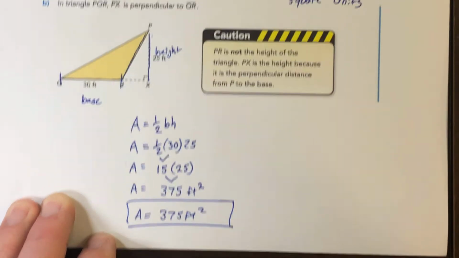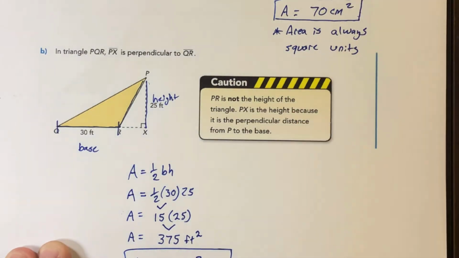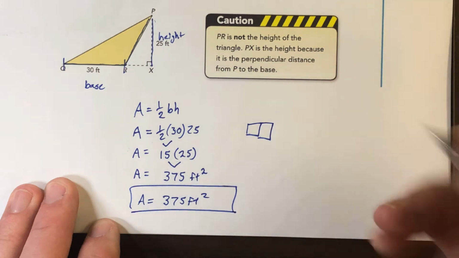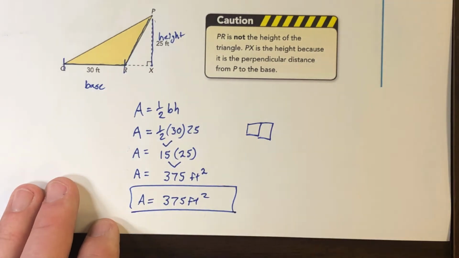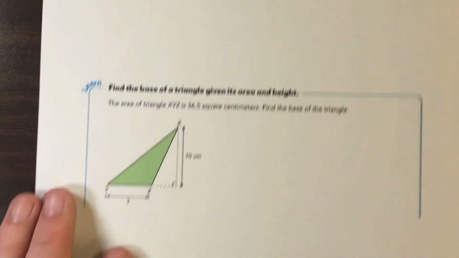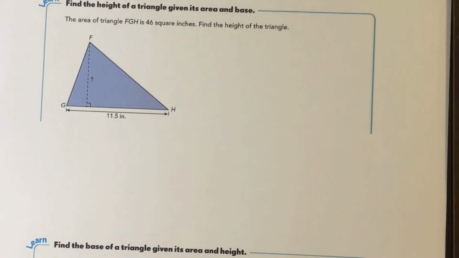Again, remember, area is always square units. Area is all about how many squares cover a surface. Those are horrible squares. Don't judge. Okay. We have 2 more examples, but we're going to change it up a bit.